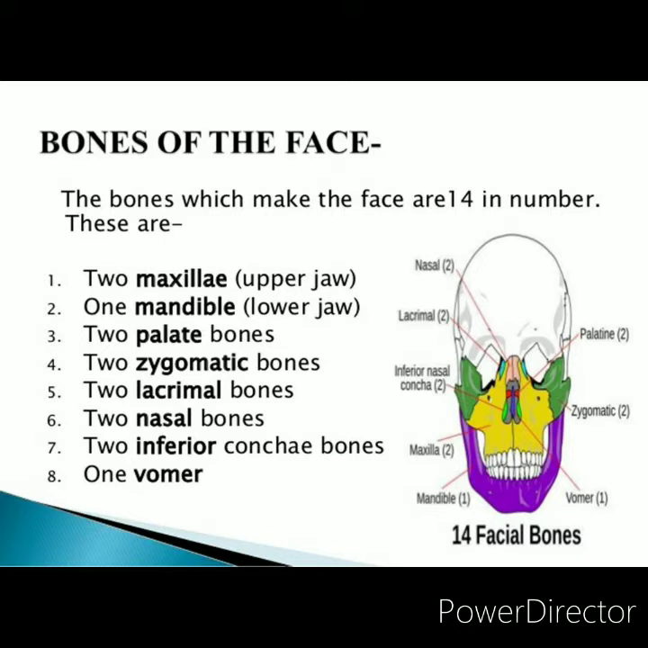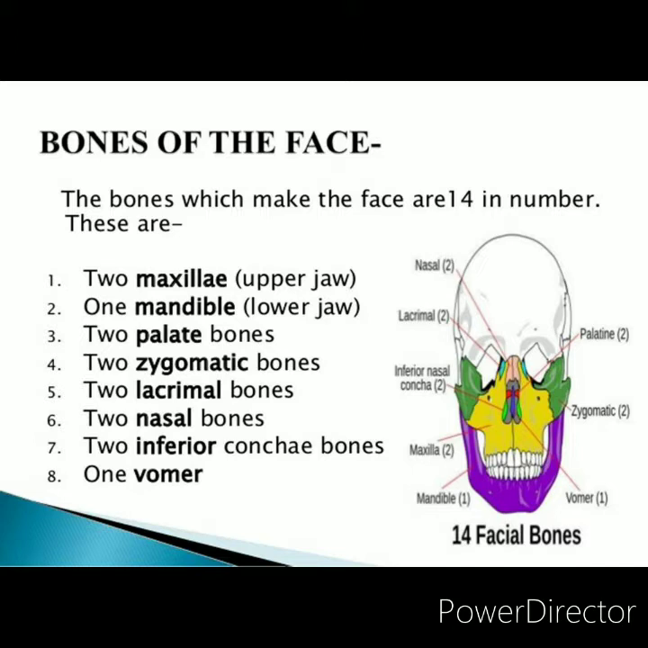The next is two inferior concha bones. You can find them just near to the maxilla and below the palatine bone, the light green color. Okay, so these are two inferior concha bones. And next is one vomer, that is your gray color in the nose, so that is your vomer.